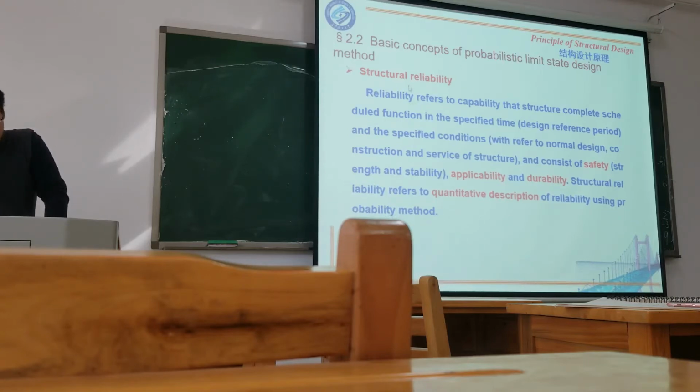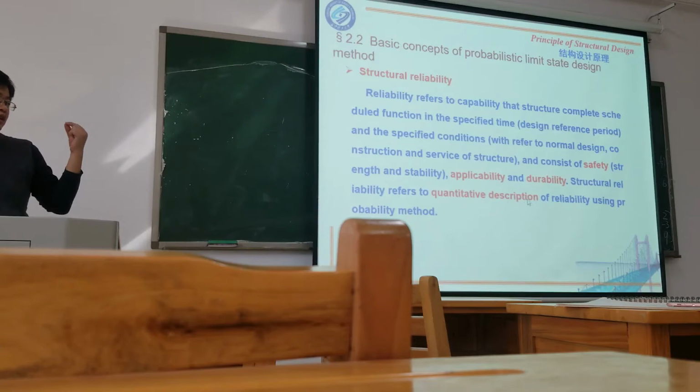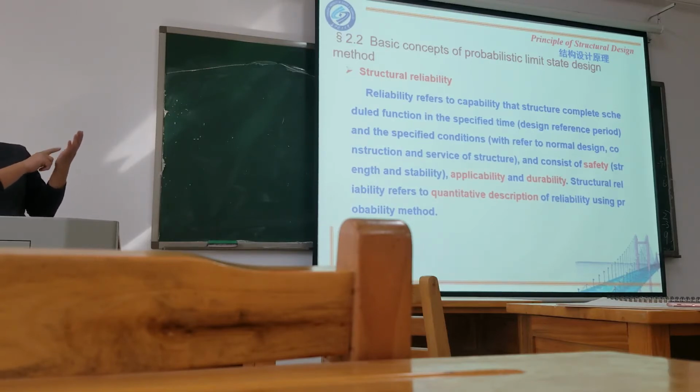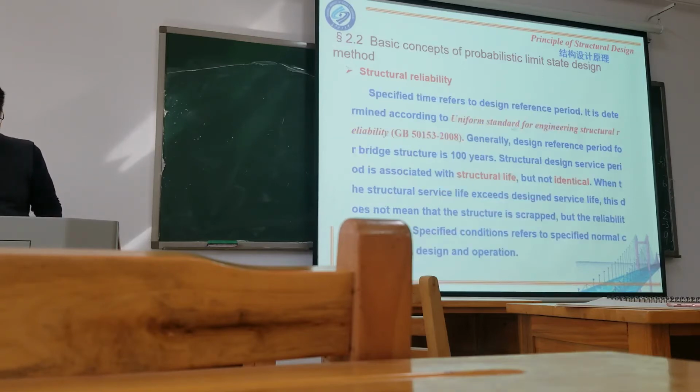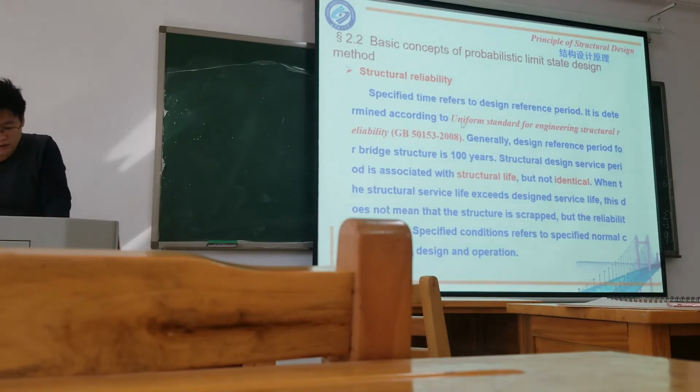So what's the structural reliability? It just refers to the quantitative description. So we need a method to describe the reliability. How to describe it? Like a 95% guarantee, or some probability index. The specified time refers to the design reference period. It's determined according to the Chinese code, and also other different codes. Generally, the design reference period for a bridge structure is 100 years.